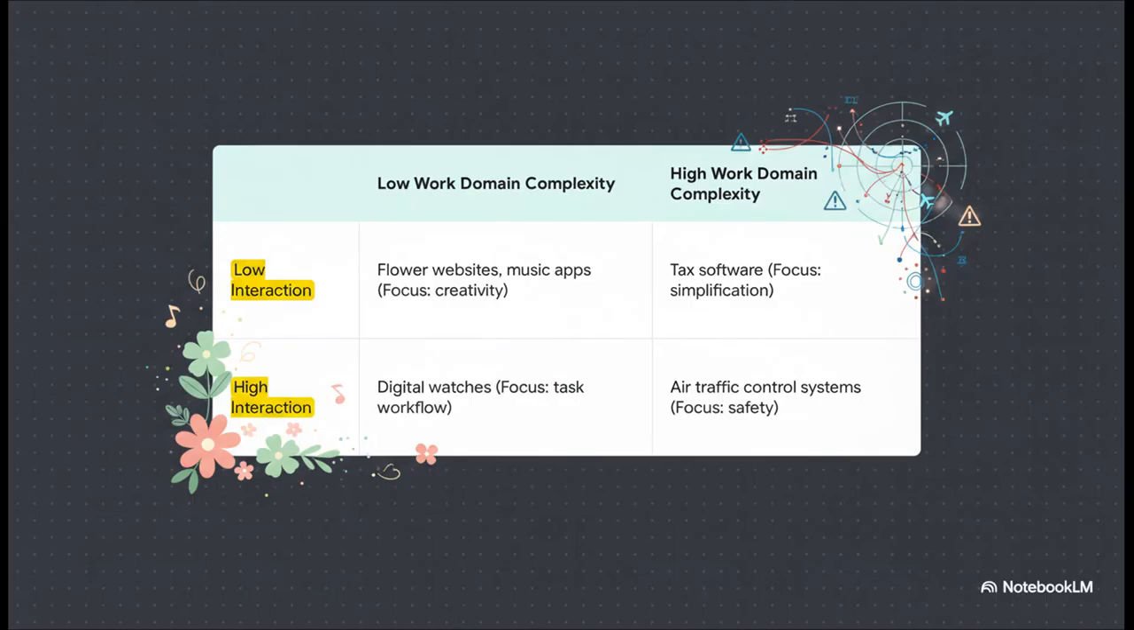This table, this matrix, shows this idea perfectly. It gives us 4 types of systems. Let's just look at the 2 extremes to understand. Look at the bottom left corner, a flower website. The interaction is simple and the topic is simple. Here, the goal for the designer is to be creative and make the user feel happy.